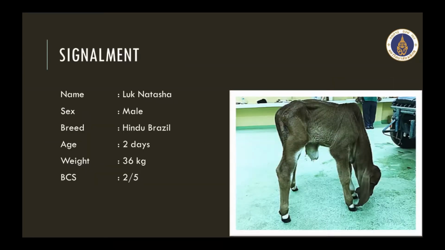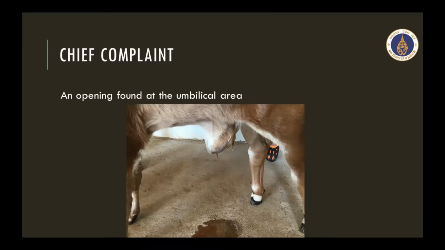A male Brahman calf named Luke Natasha was 2 days old, weighed 36 kilograms, and had a body condition score of 2 out of 5. The owner brought it to the hospital because of a large opening at the umbilical area, about 2 inches.